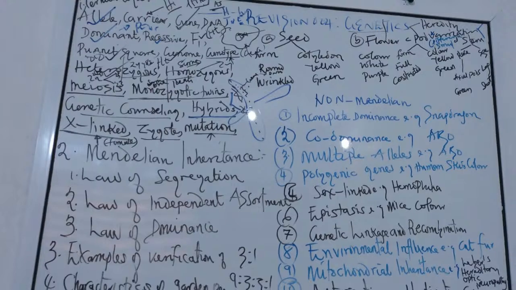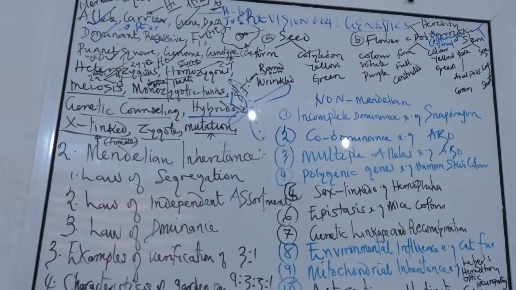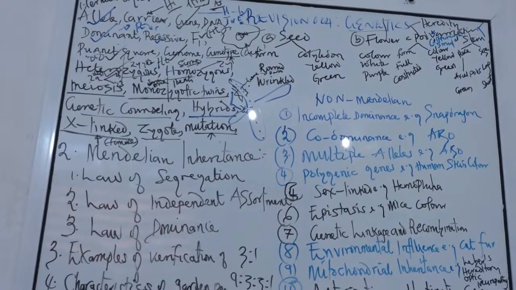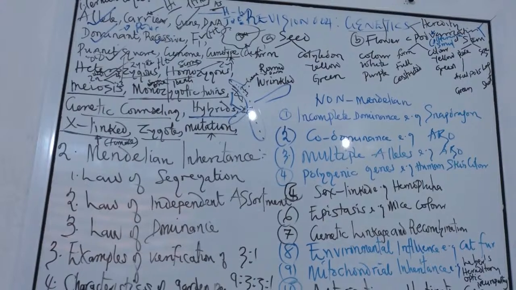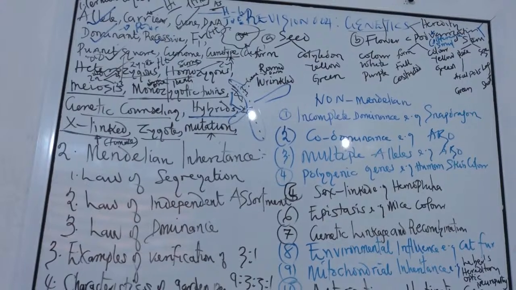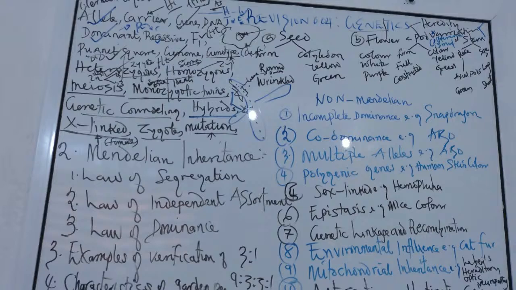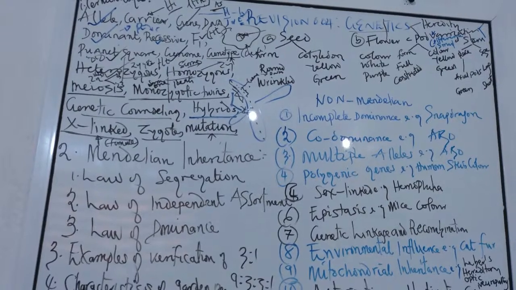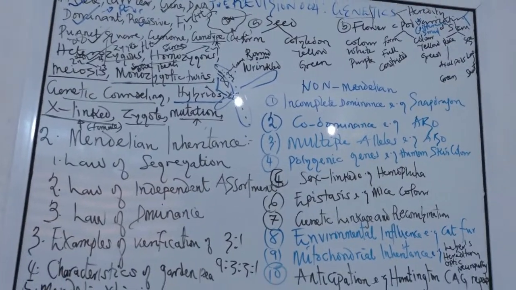Genetic counseling. We talk about genetic counseling. Hybrids. What do we mean by X-linked? These are inheritance traits that are actually associated with X chromosomes. So zygote, we look at zygote and what mutation is. So I told you that mutation is a sudden change in the genetic makeup of an individual.